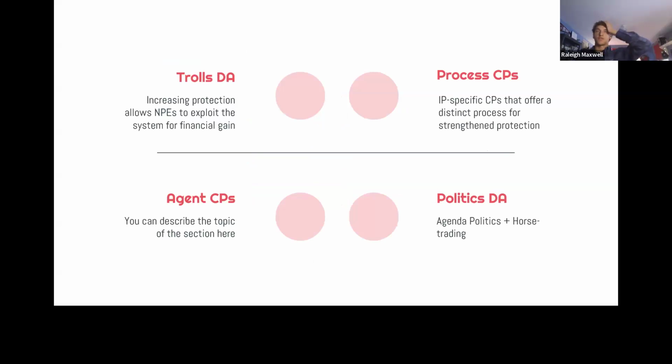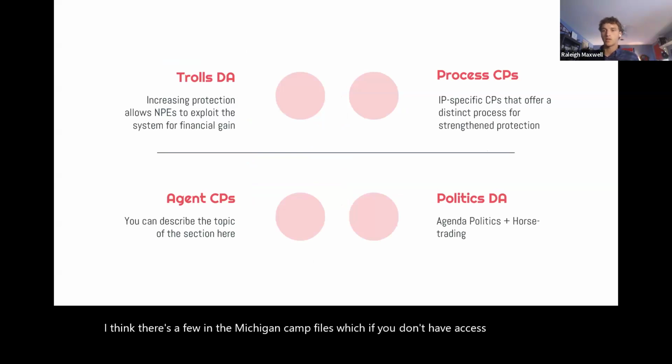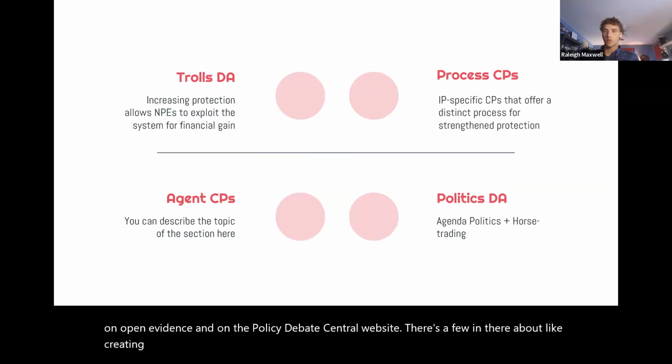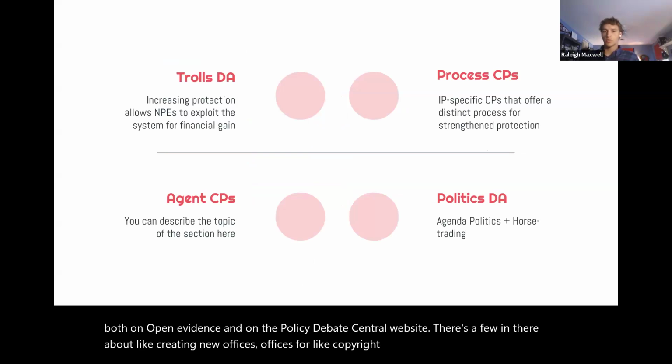Yeah, I think there's a few in the Michigan camp files, which, if you don't have access to, are both on Open Evidence and on the Policy Debate Central website. There's a few in there about creating new offices for copyright reform. I know that was one of them.